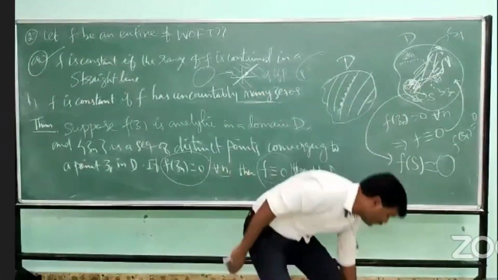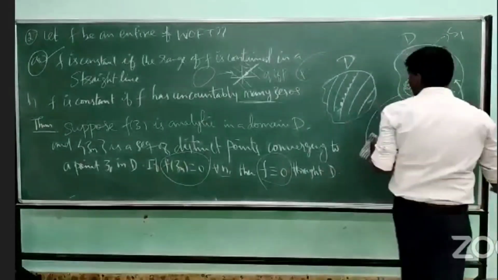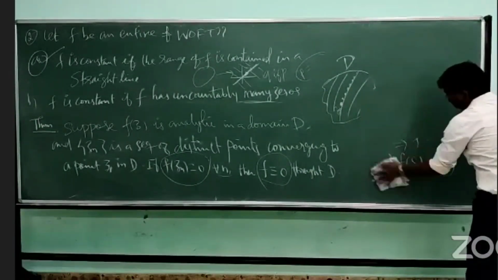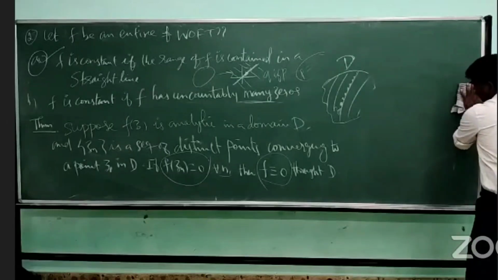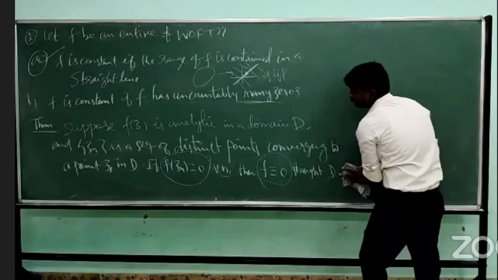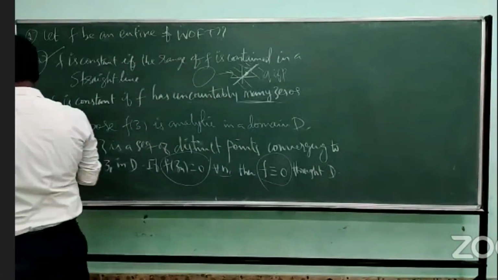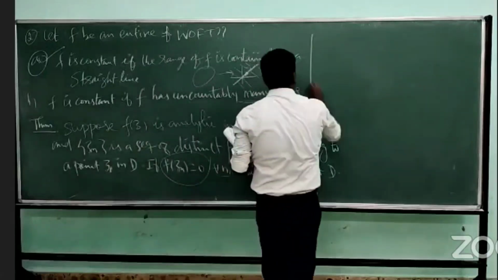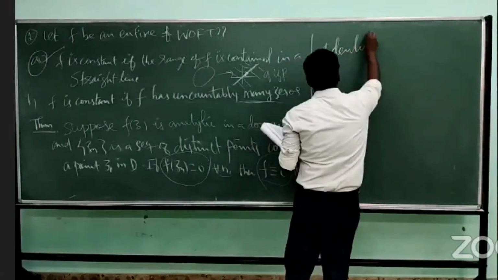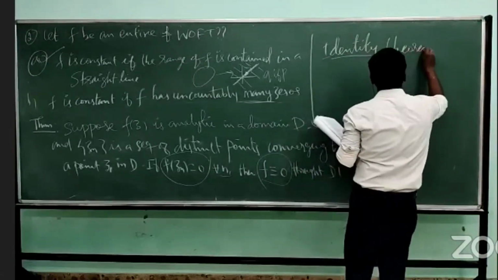Okay, anyway, fine. I will write one more theorem, just an interesting theorem. With these two theorems, we can solve a lot of problems in the CSIR exam. This is the backbone of complex analysis. Okay, wait, I will write the identity theorem. Everyone should know it, try to understand the identity theorem.